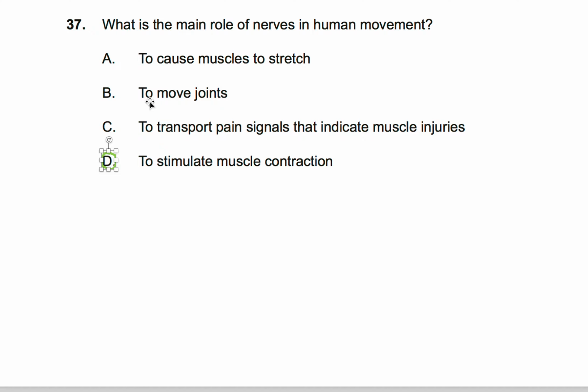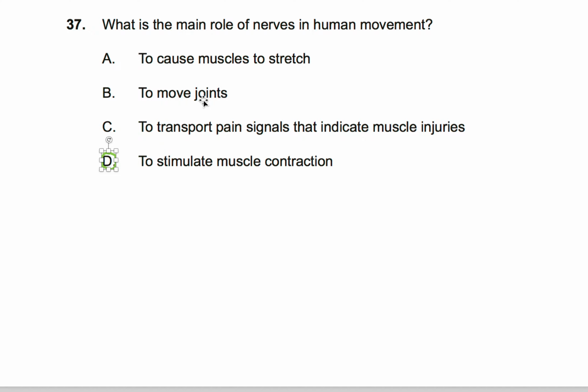Okay, it cannot be B because joints are stationary. Joints don't move. A joint is a place where two bones meet. A joint can't move. It's stationary. Okay, so nerves don't have anything to do with joints.